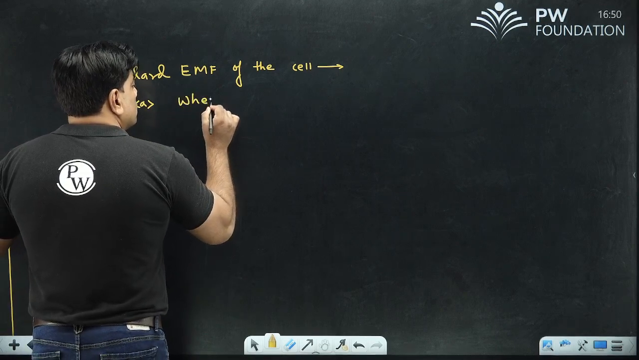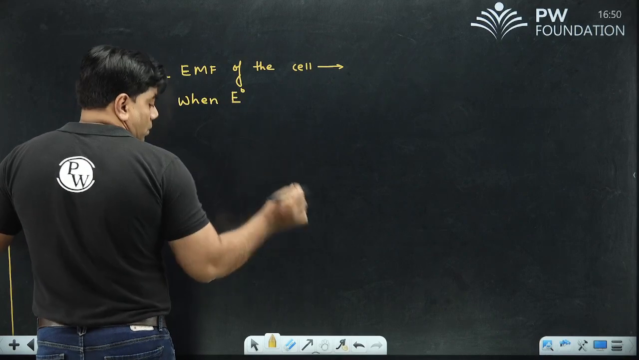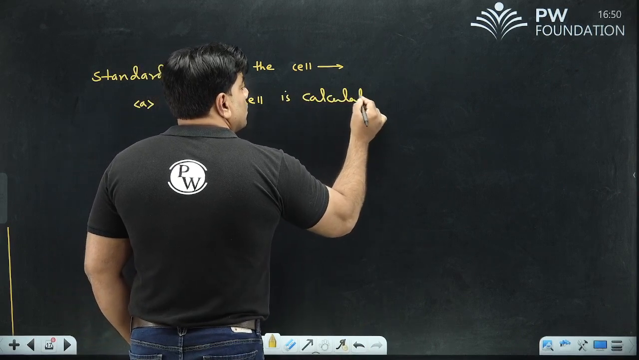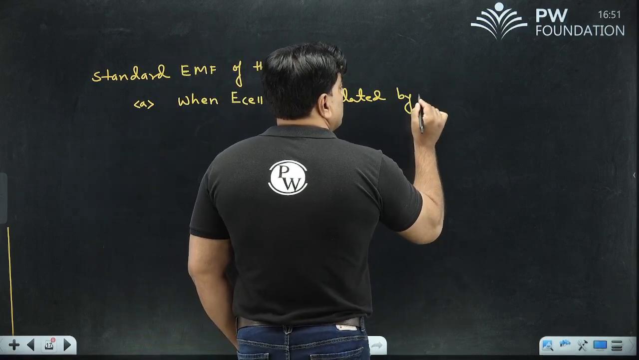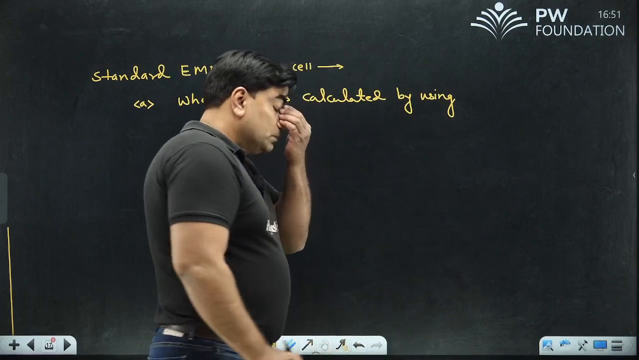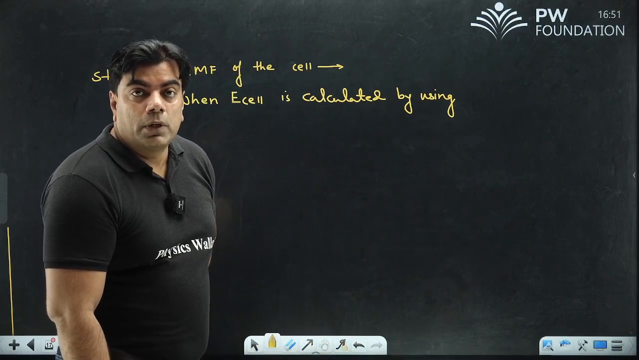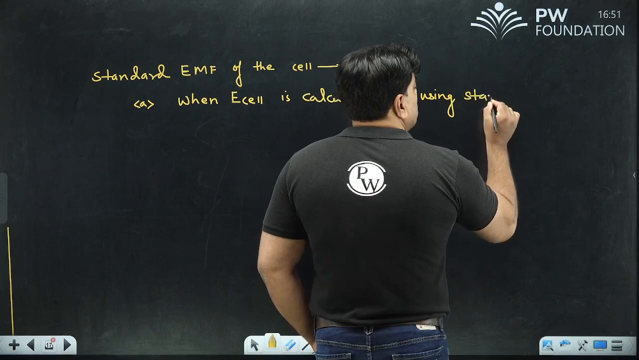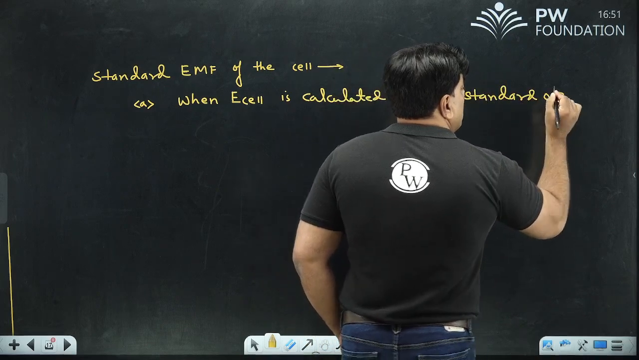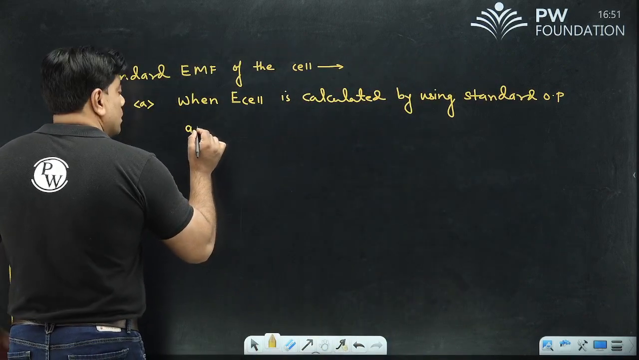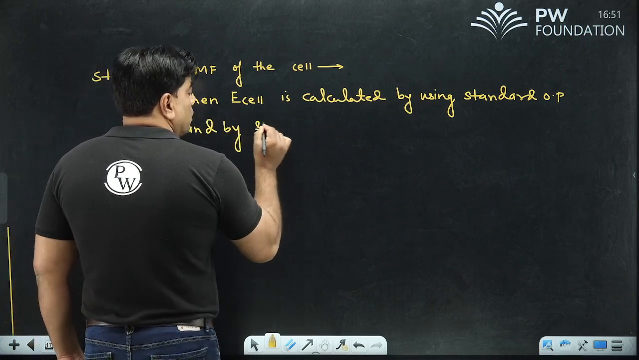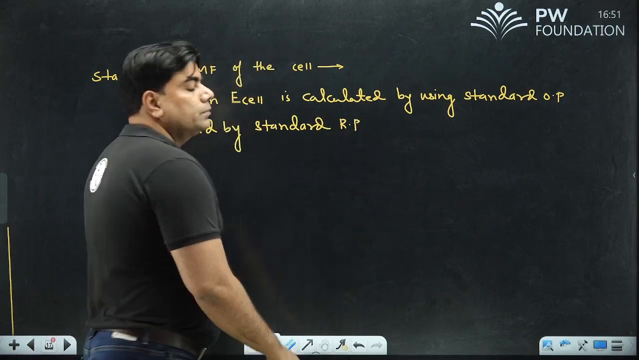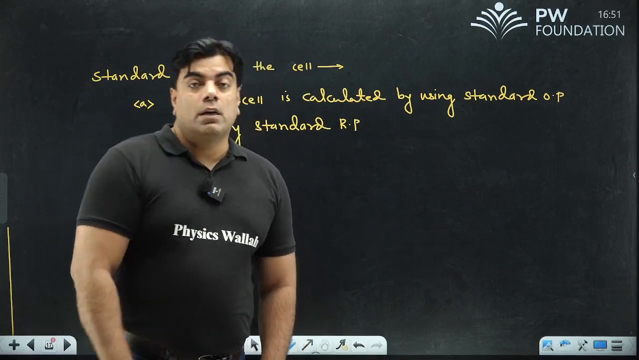Standard EMF of the cell: when the EMF of the cell is calculated by using a standard oxidation potential and a standard reduction potential, then the calculated EMF of the cell is called a standard EMF of the cell.